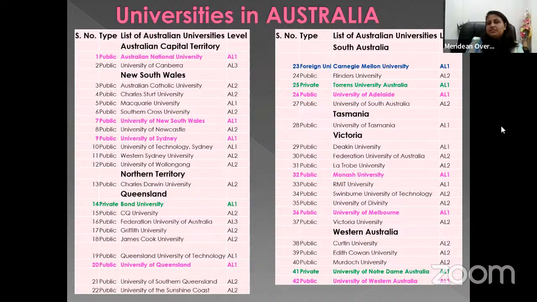So this is the list of universities. I have categorized it here region wise. ACT, that is Australian Capital Territory, has Australian National University as a Group of 8 university. In New South Wales, we have University of New South Wales and University of Sydney. In Queensland, we have University of Queensland. In South Australia, we have University of Adelaide. In Victoria, we have Monash and University of Melbourne. And in Western Australia, we have University of Western Australia. So these 8 universities come under the umbrella of Group of 8. The rest of the universities come under the group of good universities.